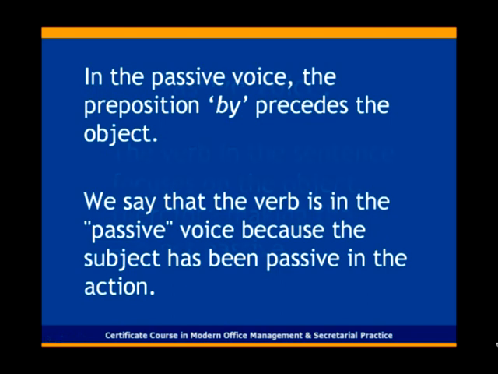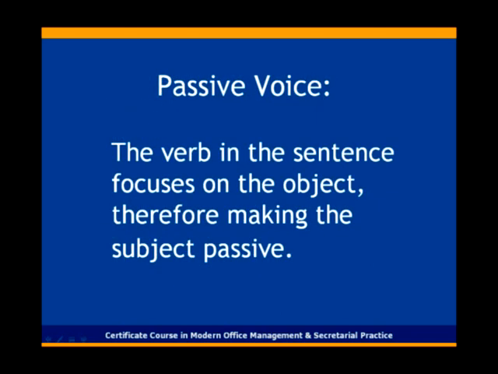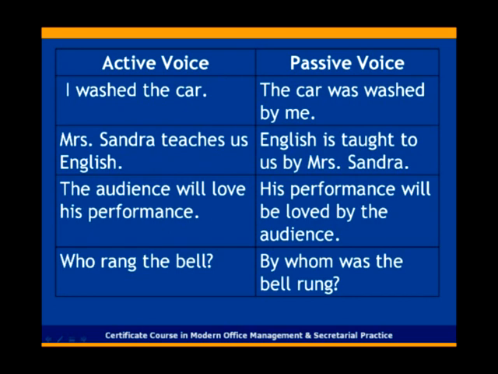We can now conclude that when the verb in a sentence indicates that the subject is passive, then the verb is said to be in the passive voice. Let us look at a few more examples of sentences that are in both types of voices. Pay attention to the placement of each of the following: the subject, the verb, and the object in each kind of voice.